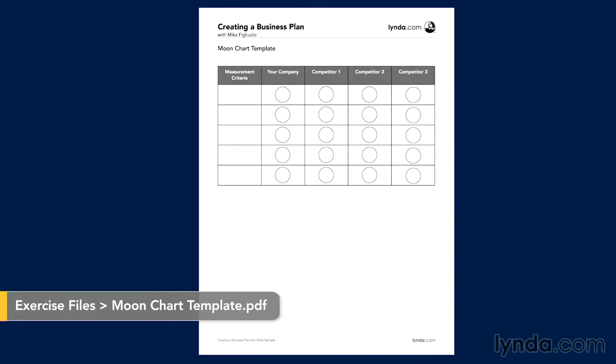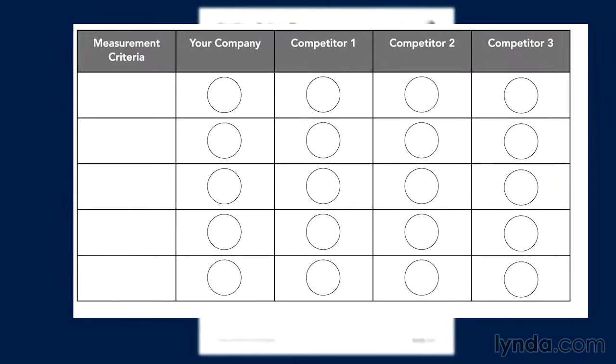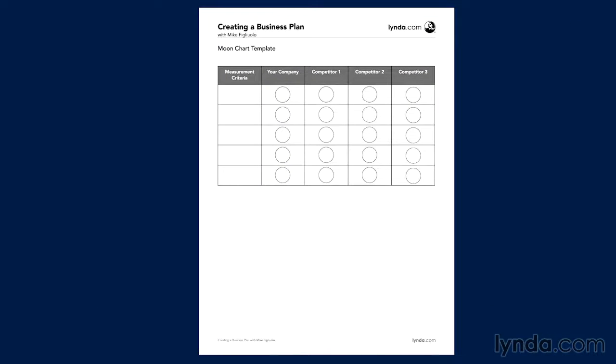Now, when you create this moon chart, what you're going to do is list all of the competitors across the top, and then down the side, you're going to list out all the performance dimensions and how you stack up. And within each square on that matrix, you're going to spell out whether you're the best, the worst, or somewhere in between. And again, that's compared to your competitors' offerings. This document is going to help you pitch your idea and how you're going to position yourself with your customers.